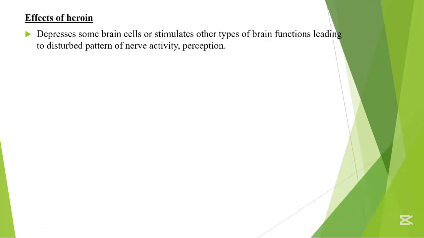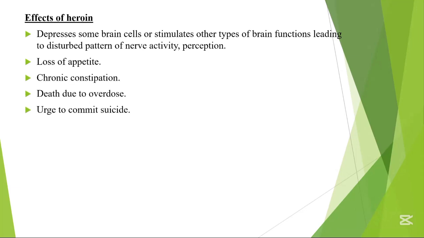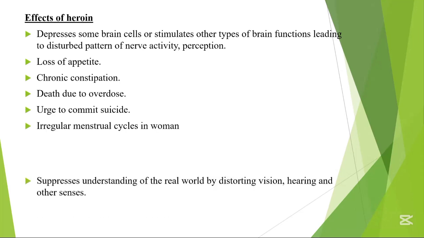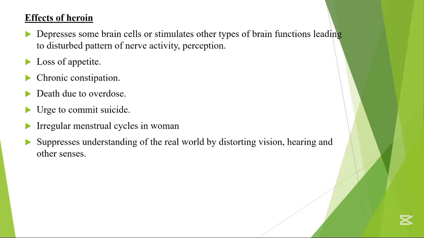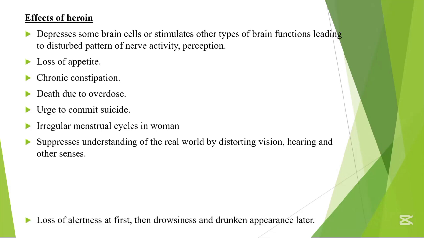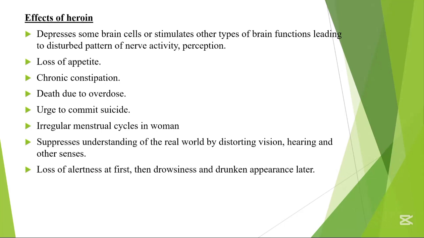Now, what are the effects of heroin? Heroin depresses some brain cells or stimulates other types of brain functions, leading to a disturbed pattern of nerve activity and perception. Loss of appetite is one of the common effects. Chronic constipation, death due to overdose, urge to commit suicide, irregular menstrual cycles in women, suppressing understanding of the real world by distorting vision, hearing, and other senses, loss of alertness at first, then drowsiness and drunken appearance later.